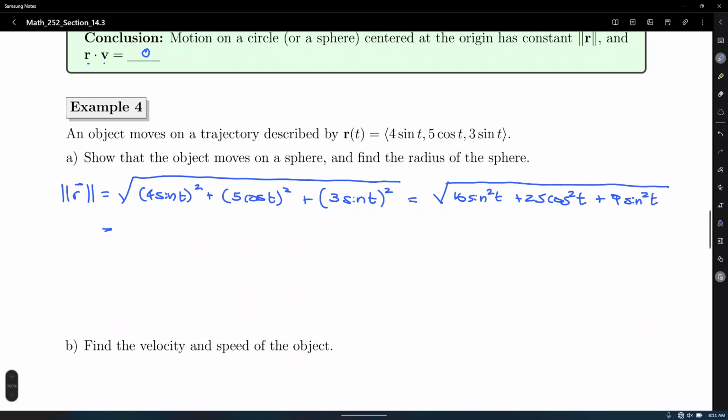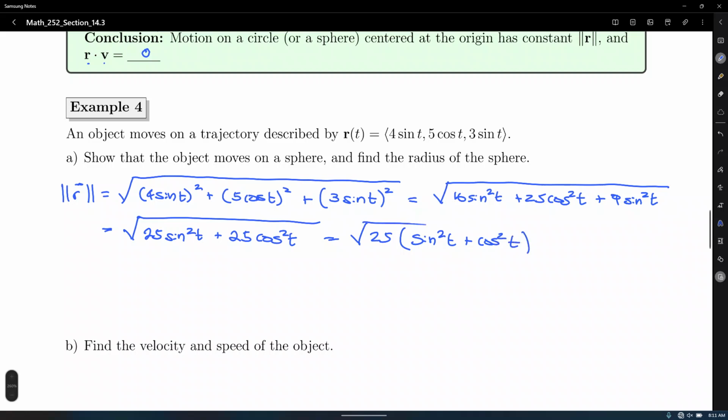All right. Well, combining like terms, what's that? The sines, that's 16 plus 9, that's 25 sine squared t plus 25 cosine squared t. Well, we can factor out a 25. That's going to leave us with sine squared t plus cosine squared t. Okay, isn't that an identity? That equals 1. And that's the square root of 25 times 1. That equals 5.